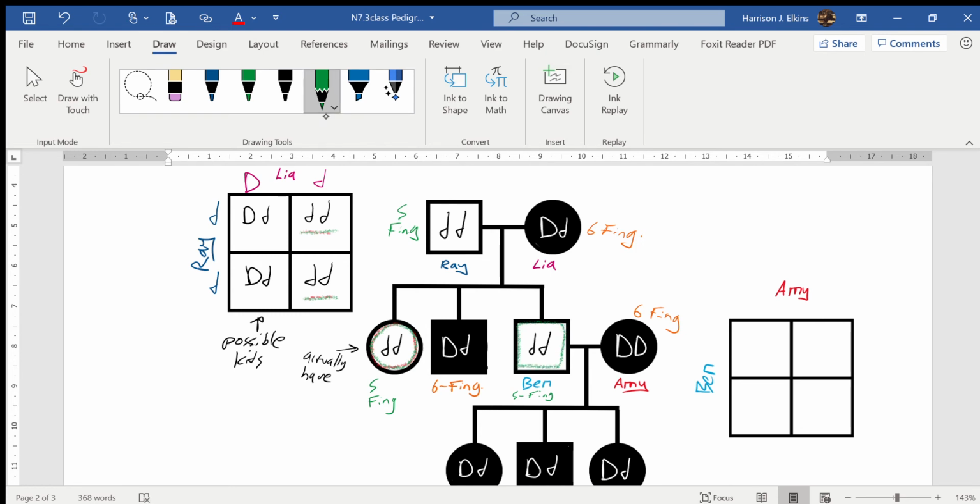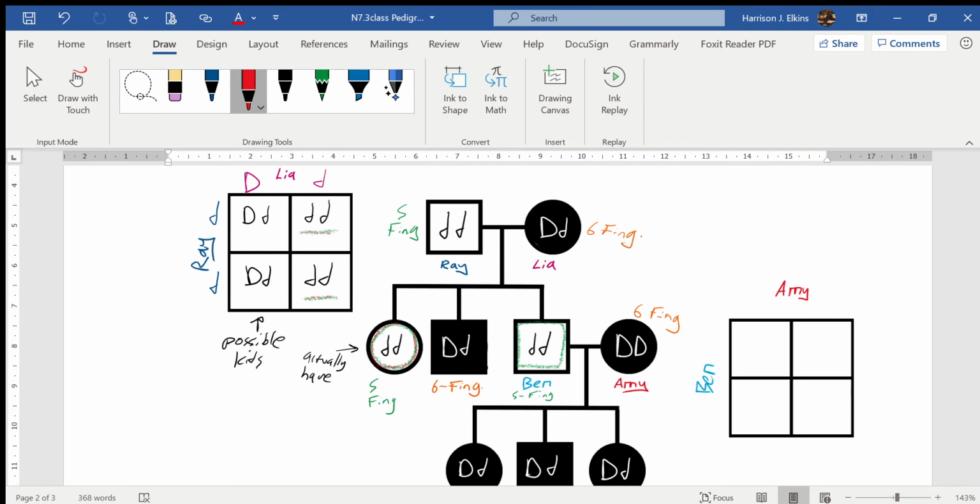Now, Ben, he marries someone like his mother who has polydactylism. But notice this. They might have the same phenotype, Amy and Leah, but Amy actually has a different genotype. Amy can only pass on a big capital D, which is the mutated version.